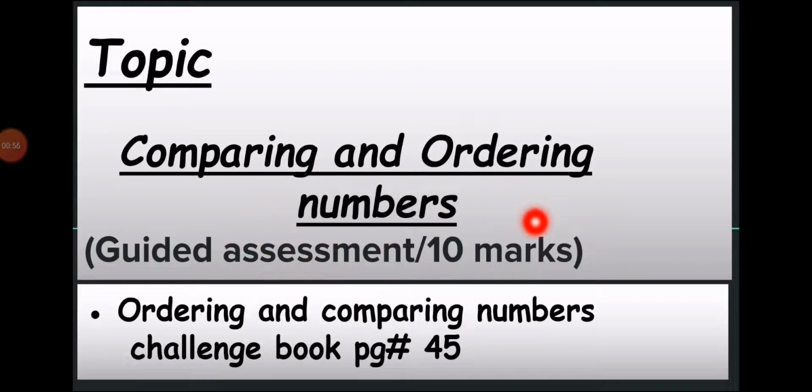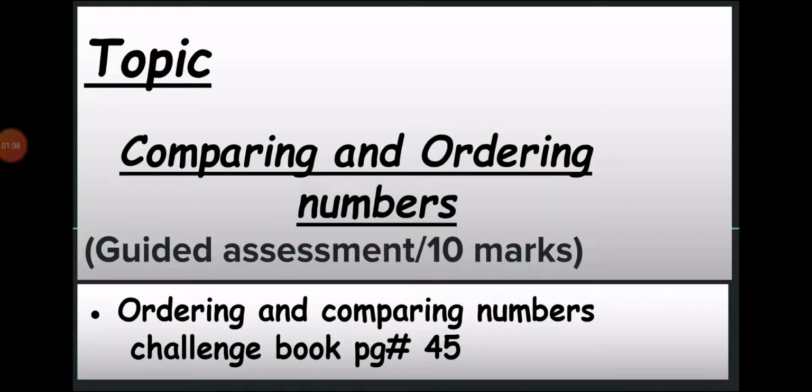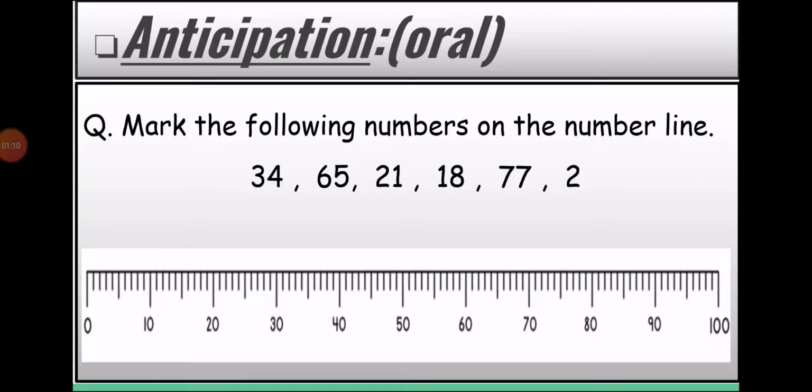Now we are going to do our assessment. So get ready. Learning objectives. Students will be assessed through written work. It's a written work assessment and we are going to do it on page number 45 of the challenge book. Anticipation oral. It's an anticipation question just to revise or recall some numbers, how to put them on a number line. So question, mark the following numbers on the number line.